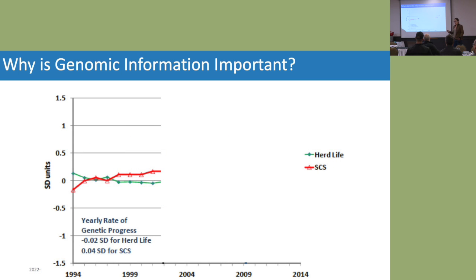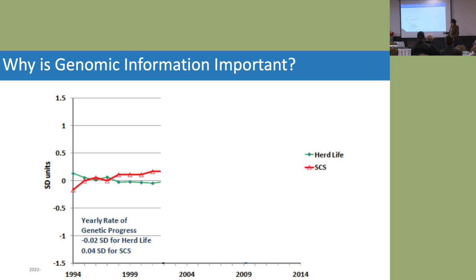In particular, the most fantastic thing about genomics is for traits with low heritability. Remember that term that I used earlier? We were talking about heritability, how much genetics is actually behind what we see. Well, here you can see, again, on the y-axis, standard deviation units, so they're comparable. On the x-axis here, we've got year. And here we've got two traits, herd life and somatic cell score.